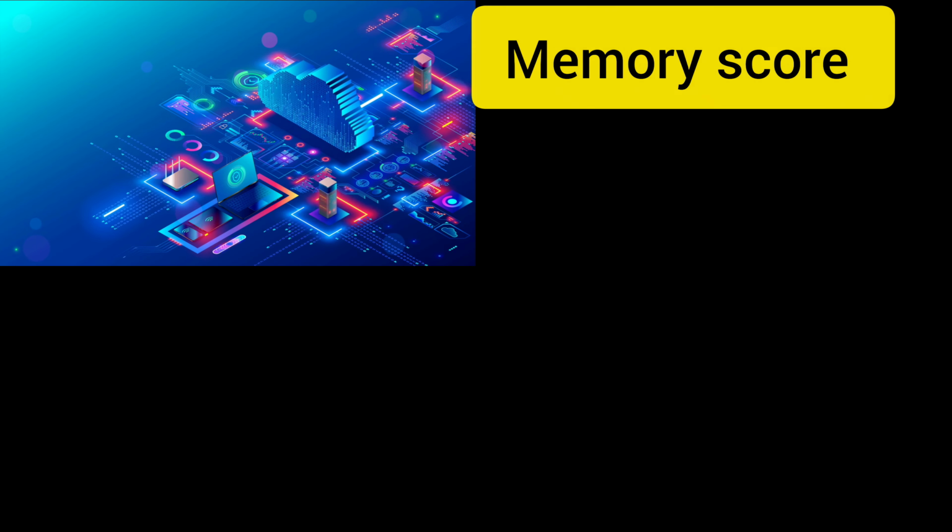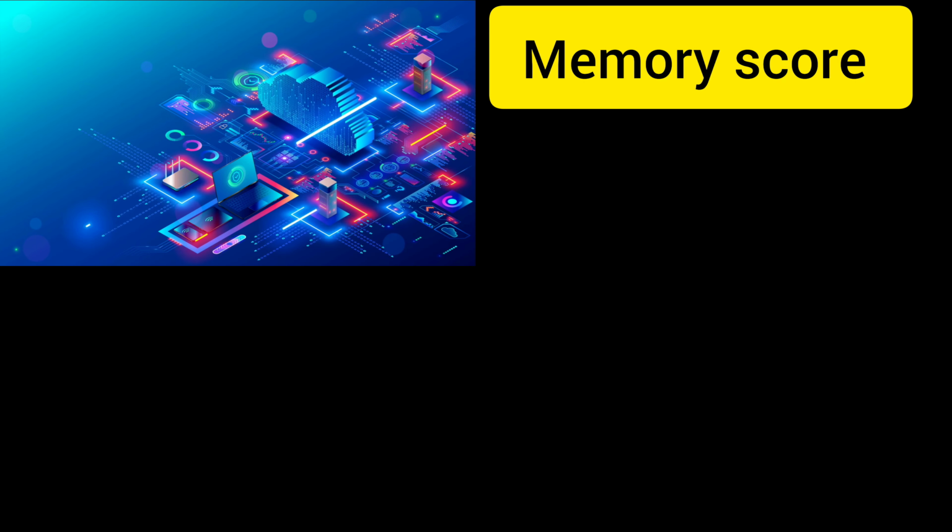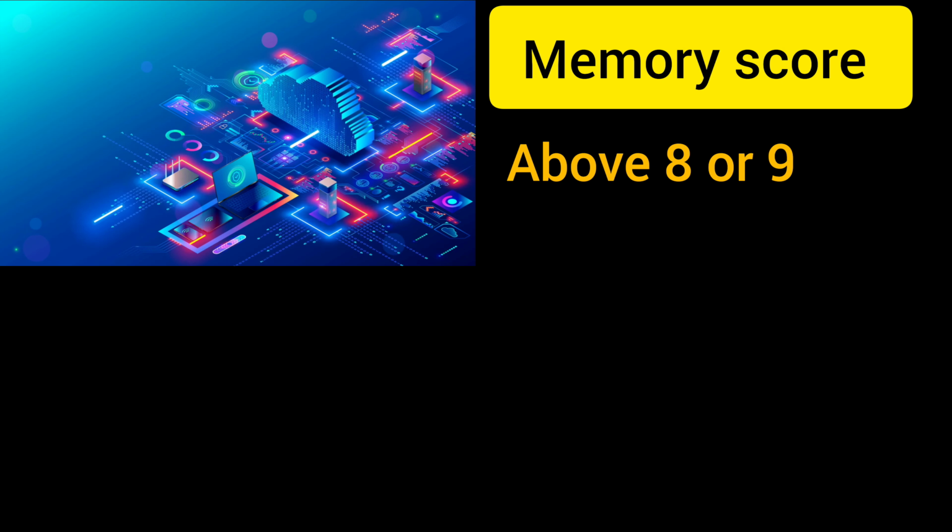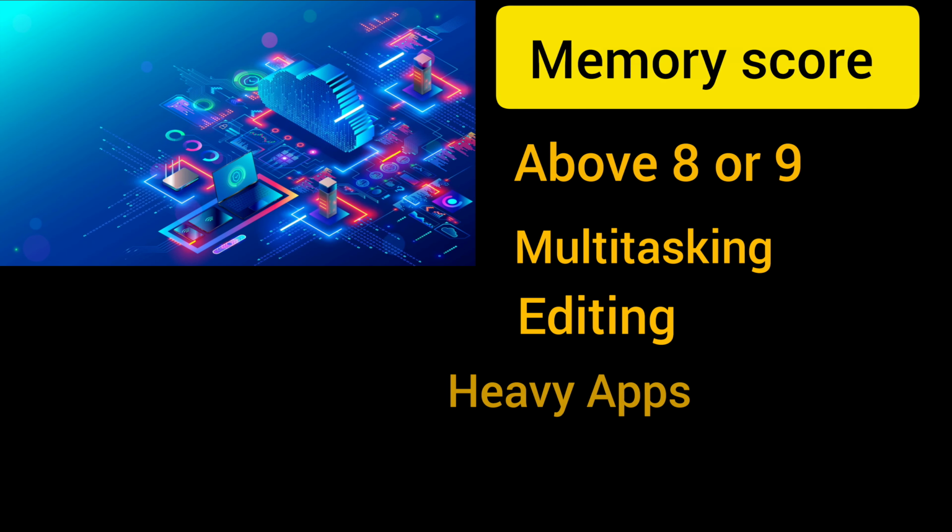Then comes the memory score, which tells how fast your RAM is working. A score above 8 or 9 means your RAM is doing great, perfect for multitasking, editing and heavy apps.